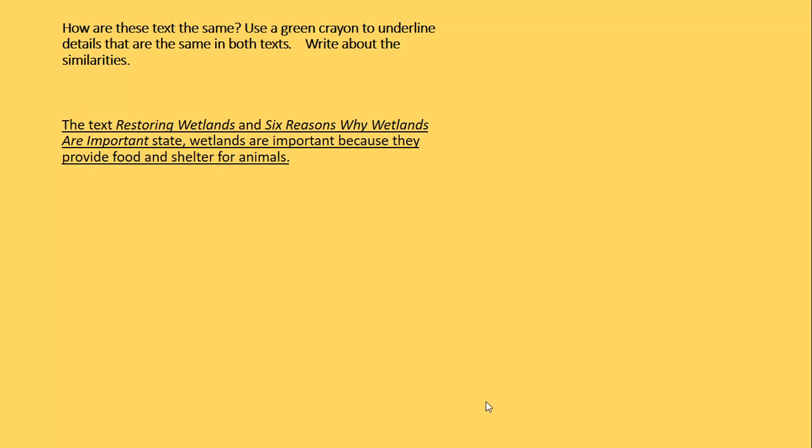Here is what I wrote. The text, Restoring Wetlands and 6 Reasons Why Wetlands Are Important, state wetlands are important because they provide food and shelter for animals. So when you write your answers, boys and girls, be sure to include the names of the two articles that you are going to be reading, just as I have done. And then tell how they are both the same.